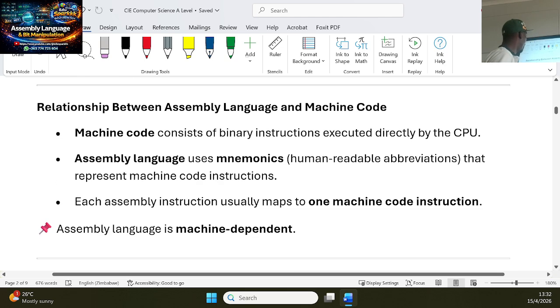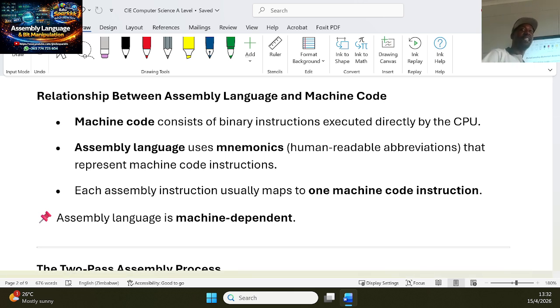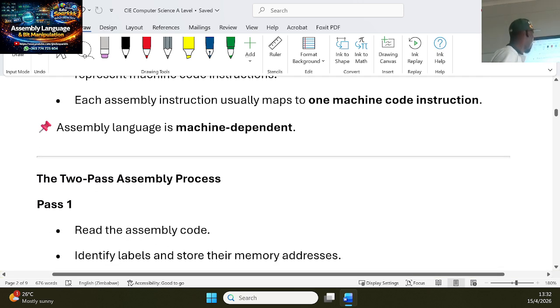Now, assembly language, the relationship between these two. Machine code consists of binary instructions, which are sets of zeros and ones, and these are directly executed by the CPU. Then we also have assembly language, which uses mnemonics, which are human readable, and these use terms such as load, branch, in, out, you name them. So each assembly instruction usually maps to one machine code instruction.